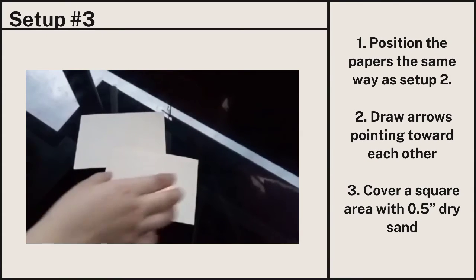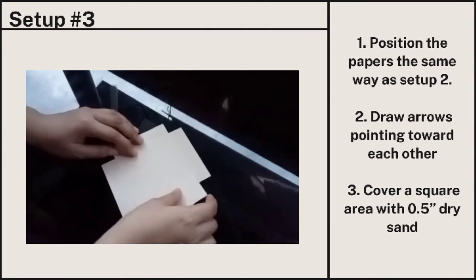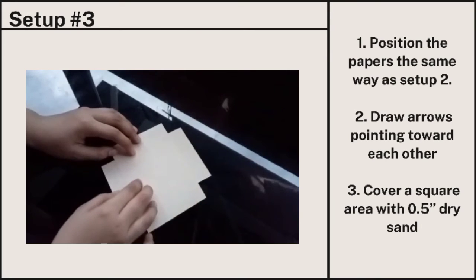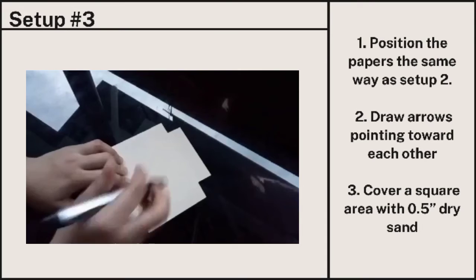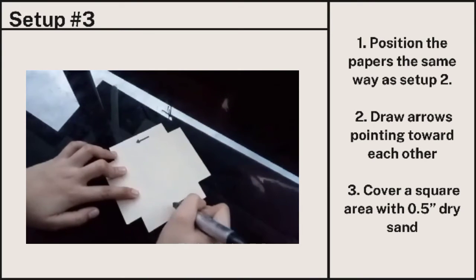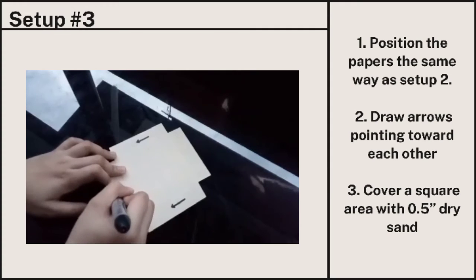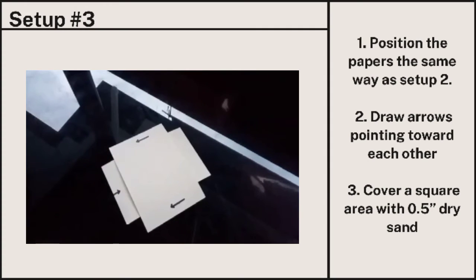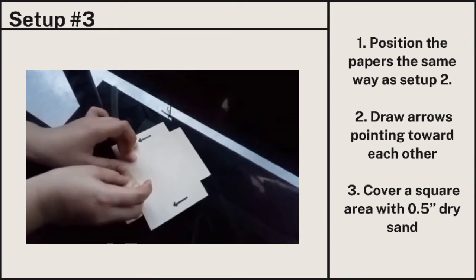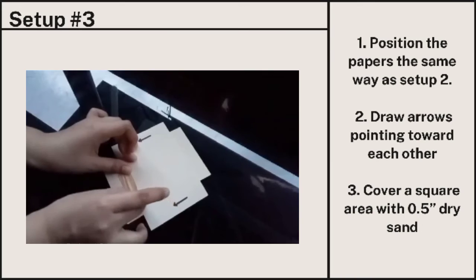Setup 3. Number 1. Position the papers the same way as setup 2. Number 2. Draw arrows pointing toward each other. Number 3. Cover a square area with 0.5 dry sand.